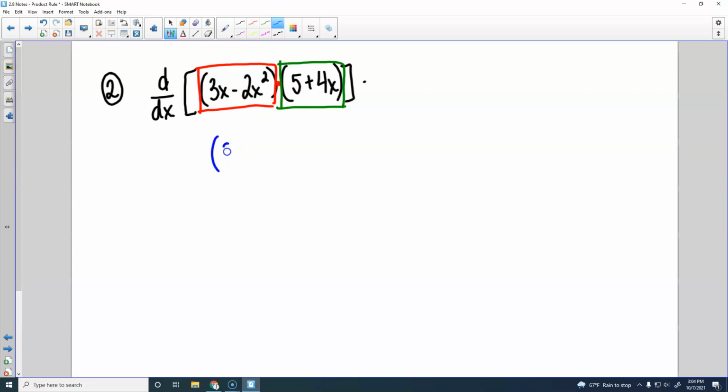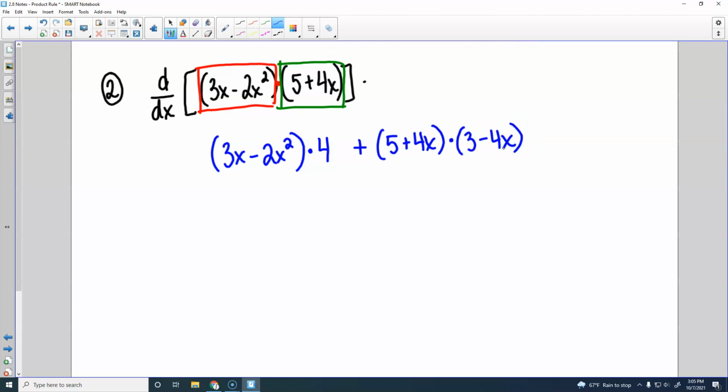So you're going to have 3x minus 2x squared times the derivative of 5 plus 4x, which is 4, plus, sign goes in between, the second one, which is 5 plus 4x, times the derivative, 3 minus 4x. So this is our derivative, but it's probably going to be expanded.